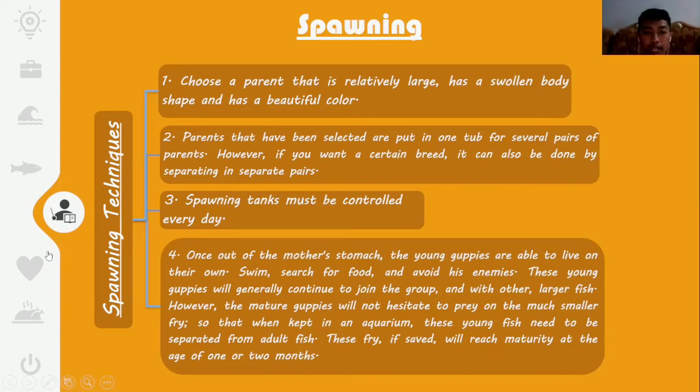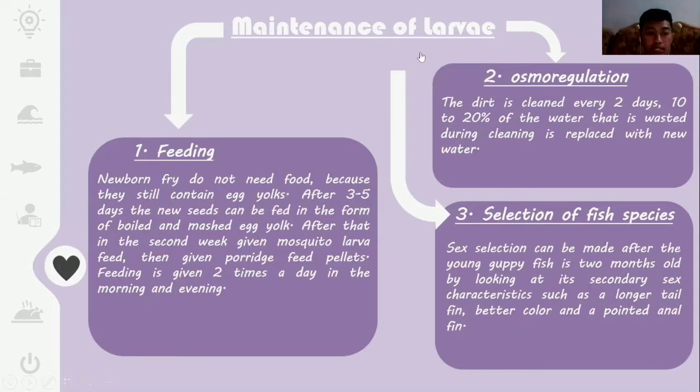Next, maintenance of larvae. First, feeding. Newborn fry do not need food because they still contain egg yolks. After 3 to 5 days, the new seeds can be fed bread mixed with egg yolk. After that, in the second week, they are given mosquito larvae. Then they are given porridge feed pellets. Feeding is given 2 times a day, in the morning and evening.